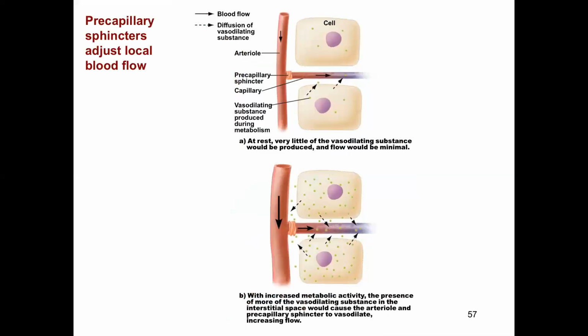And then, of course, when regulating at the tissue level, the precapillary sphincters can be regulated to control the pressure going through the tissue. And these are paracrines that are released by the tissue itself.